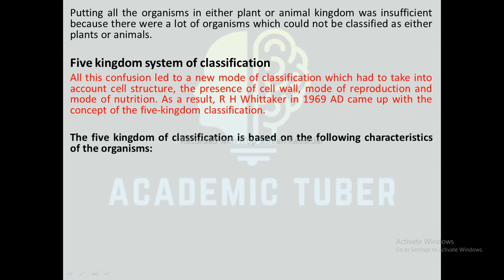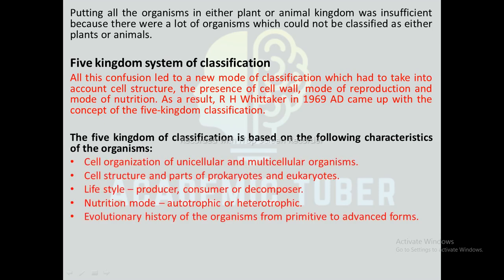The five kingdom classification is based on the following characteristics of the organism: cell organization of unicellular and multicellular organisms, cell structure and parts of prokaryotes and eukaryotes, lifestyle, producer, consumer or decomposer, nutrition mode, autotrophic or heterotrophic, and evolutionary history of the organism from primitive to advanced form.